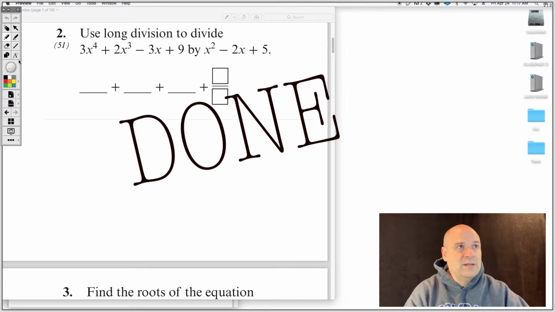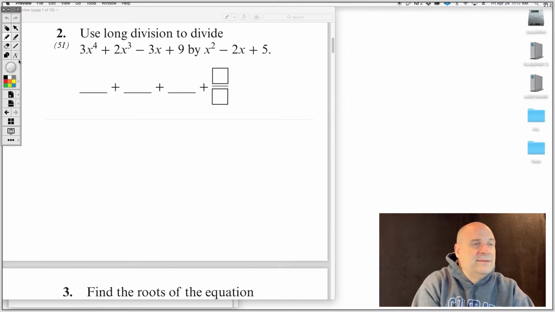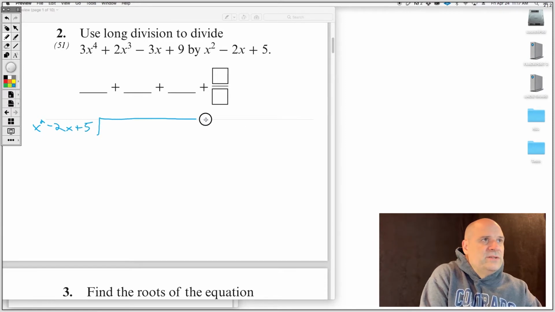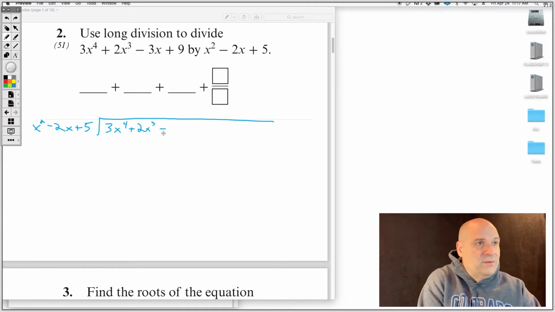Number 2, use long division to divide. All right, let's do it. Let's set it up. This goes on the outside, so it's x squared minus 2x plus 5, all divided into this big old sucker, 3x to the 4th plus 2x cubed minus 3x. Oop, we've got to put in our placeholder, so we need a plus 0x squared minus 3x plus 9.